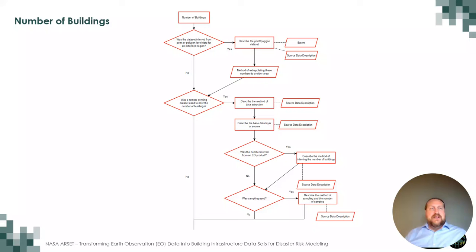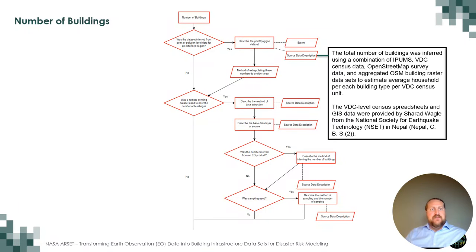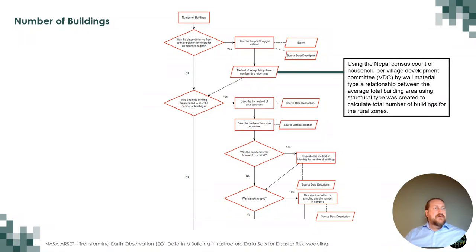Next, we're looking at the number of buildings. And so this is a new flowchart for the number of buildings. And here we're answering with a description of the source data that was used to infer the number of buildings. And then here we're answering the method that was used to extrapolate that data to a larger area.